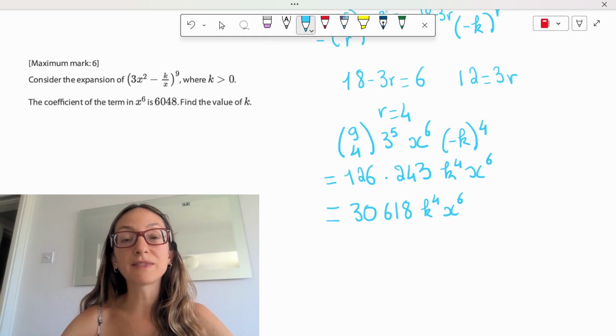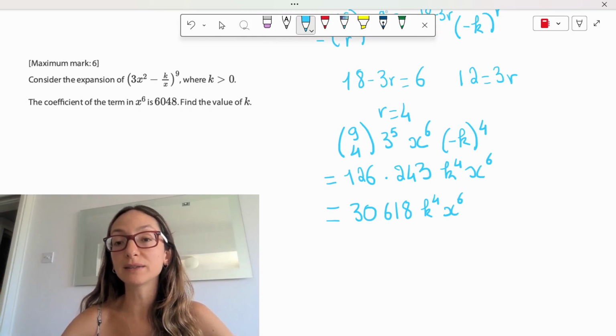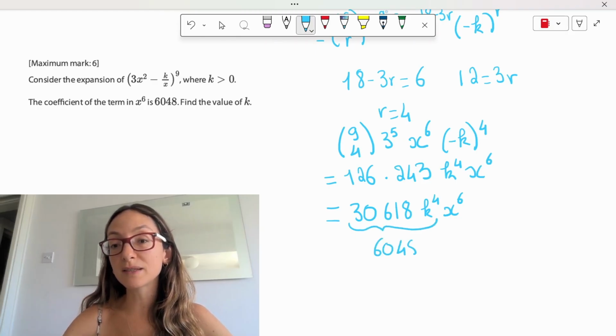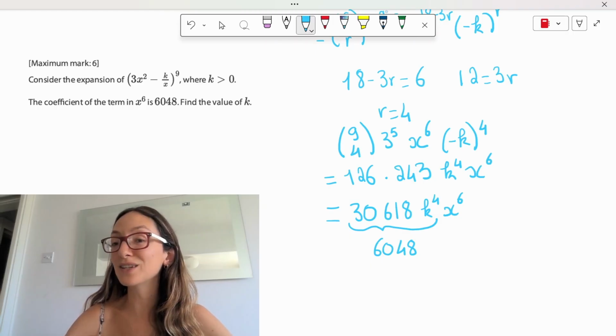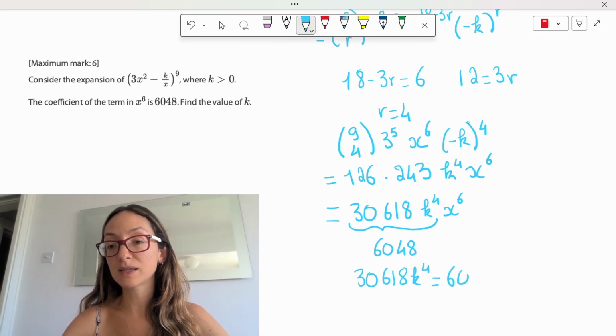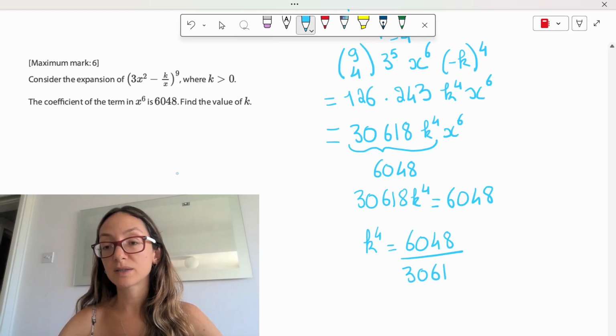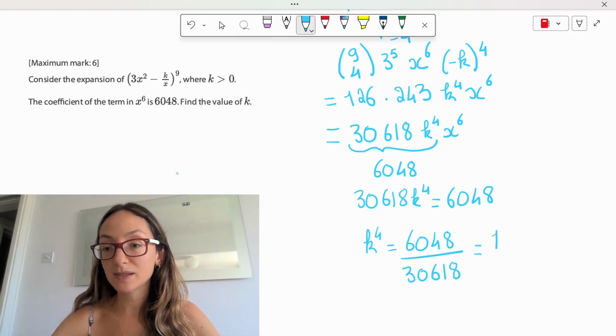We are told that the coefficient of the term in x to the power of 6 is equal to 6,048. And the coefficient is this part here. So all we got to do is set this equal to 6,048 and then just solve for k. So we get 30,618 k to the power of 4 is equal to 6,048. That means that k to the power of 4 is equal to 6,048 divided by 30,618, and that gives us 16 over 81.